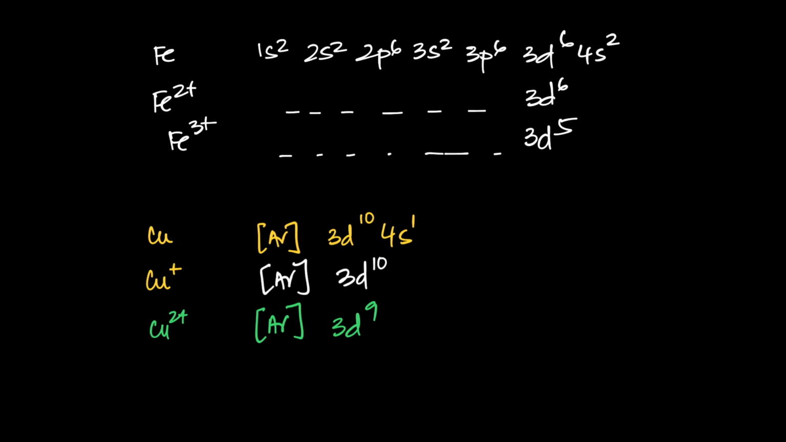Then we studied the shape of the d orbitals. There are 5 of the d orbitals. The names are xy, xz, yz. Those are the ones that lie between the axes, and then there are x square minus y square and z square. These are the ones that lie along the axes.